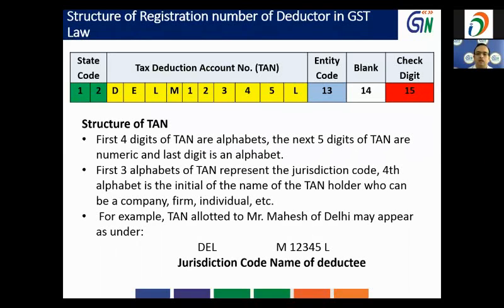The 4th alphabet is the initial of the name of the TAN holder, who could be a company, firm, individual, or any government authority. For example, if a TAN is allotted to Mr. Mahesh of Delhi, then his TAN will appear like this. The first 3 digits will be DEL, which is the jurisdiction code, followed by the first letter of his first name, which is Mahesh. M is the first letter, followed by 5 numerical digits and 1 alphabetical digit. If you see, the top line shows the GSTIN number which will be given to a tax deductor of the GST regime. That's how your TAN-based GSTIN is going to look, which is completely based on TAN.